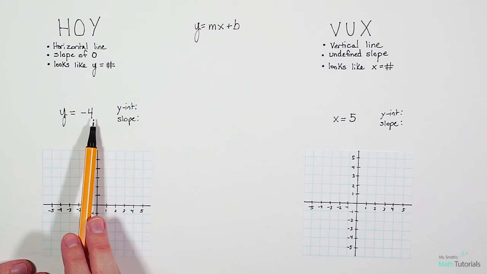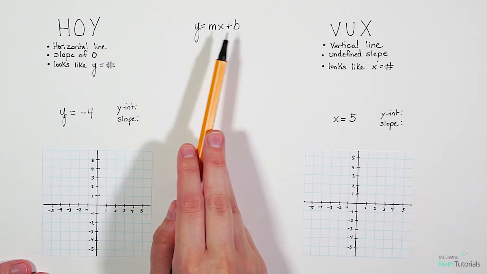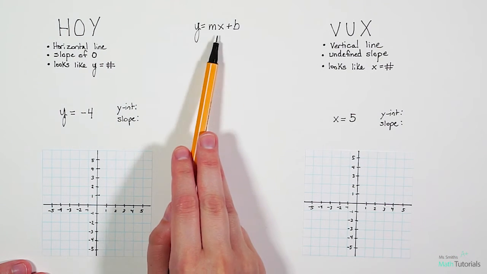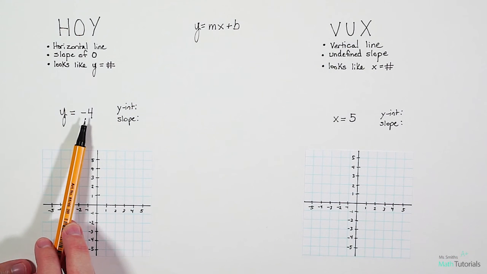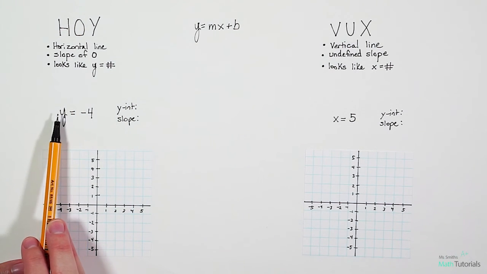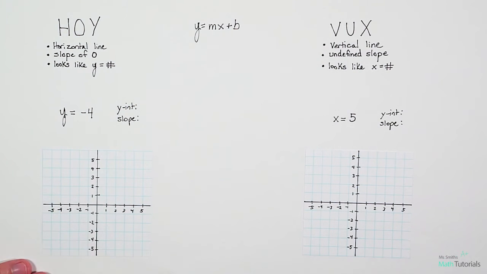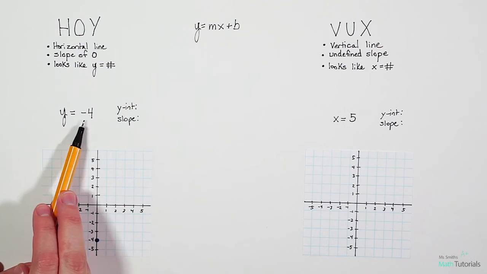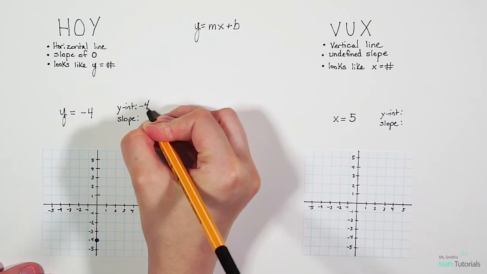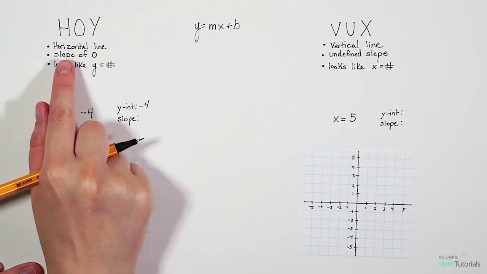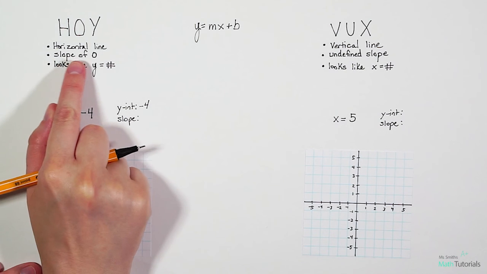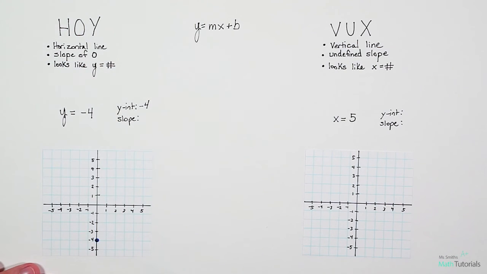Notice that there's no x here, like in our traditional standard form where we have an x, so y equals mx plus b, there's no x. These are very easy to graph. We just have to plot where y equals -4. So when we look at our y-axis, we see that y equals -4 down here. So our y-intercept is -4. Our slope, remember we said a HOI, or a horizontal line, has a slope of 0. And a 0 slope is a flat line.